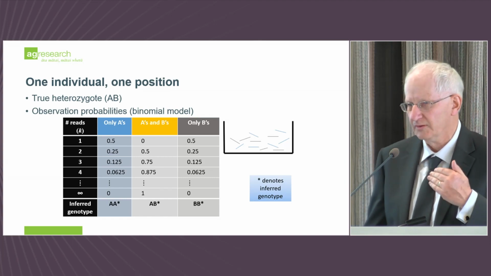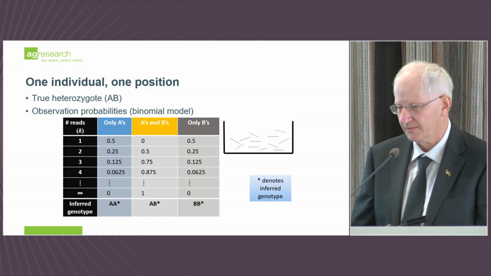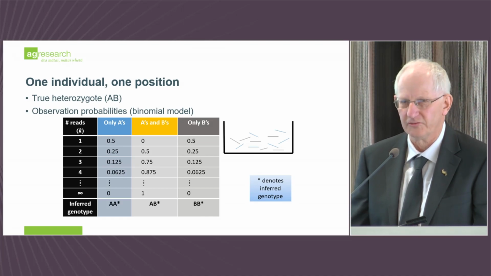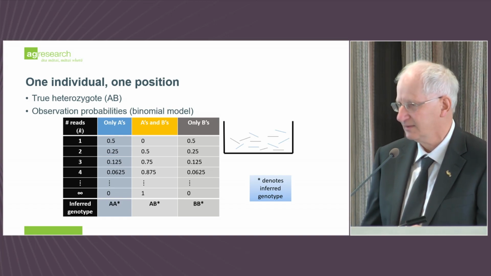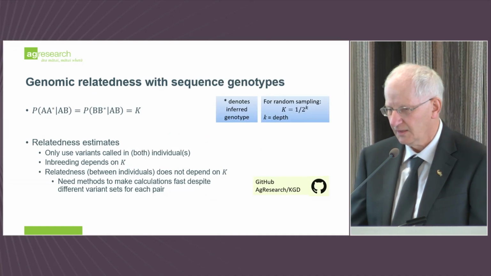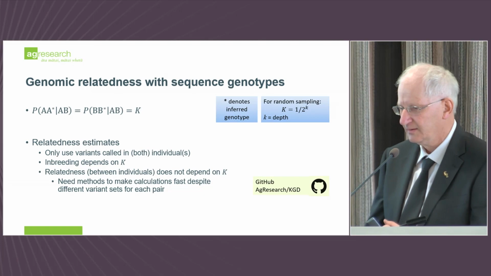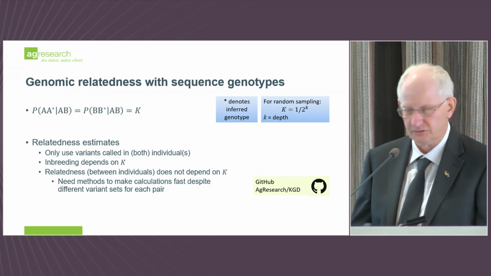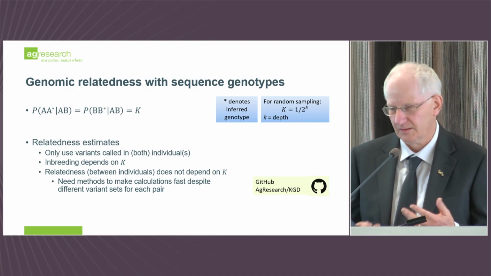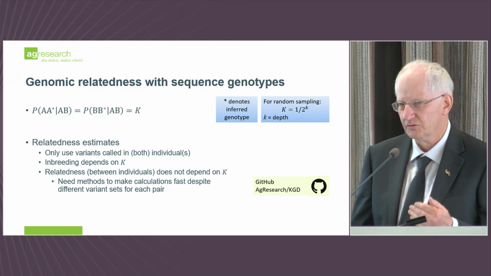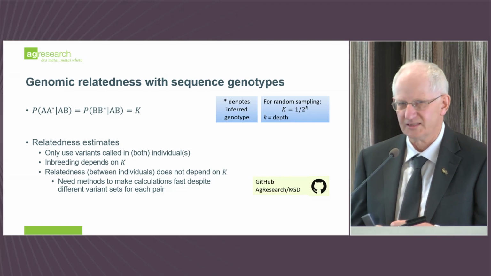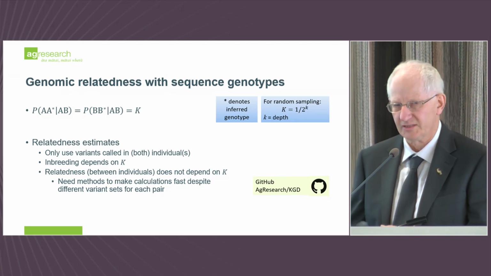Now, within a row, those numbers add up to 1, and the A's and the B's are the same, so there's really only one thing we need to look at. So I'll concentrate on this probability of only seeing A's at a given depth for a true heterozygote. I've called this capital K, and that gets used in these equations to work out the relatedness. So if you look at a common relatedness estimate, I've looked at that using these probabilities, going through to see what those relatedness estimates look like given this low depth sampling.